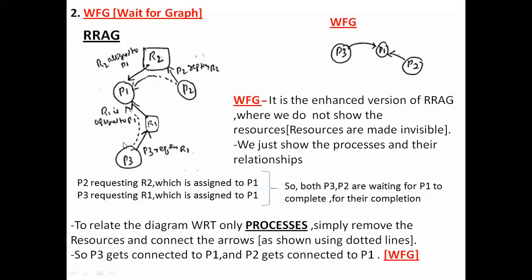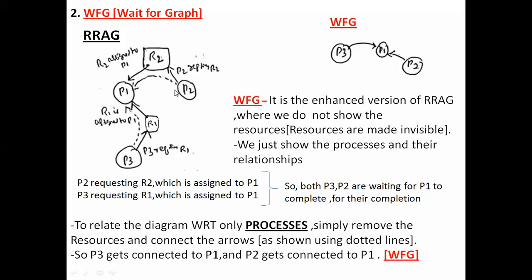So what you can observe here is that both the process P3 and the P2 process are waiting for the process P1 to complete their execution. Here, the same information, that process P3 and process P2 are waiting for the process P1 to complete, can be shown in this particular wait-for graph, where we are not showing the resources.